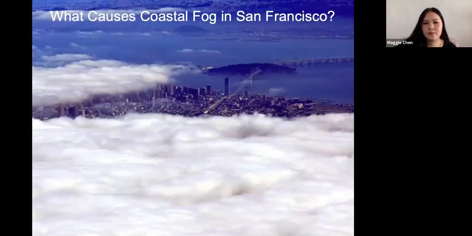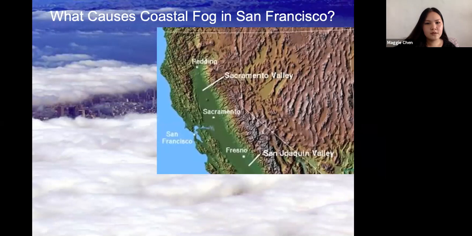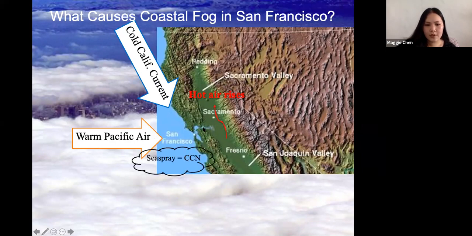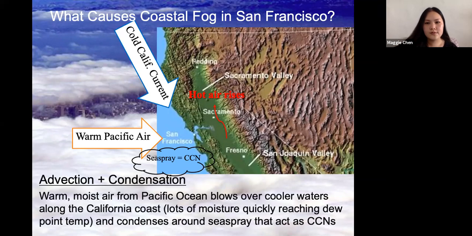So what causes coastal fog in San Francisco? Because fog is a version of clouds in our atmosphere. If we're now looking at an overview of California, we have San Francisco here, Sacramento, Fresno, and we have our cold California current that's coming down, and we also have our hot air rising from land in the middle of California, and it mixes with our warm Pacific air. Also sea spray, which is our cloud condensation nuclei, because a few slides ago we talked about how sea spray and those small droplets can act as our CCNs. All of this would produce our fog.